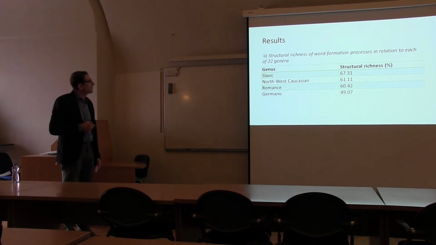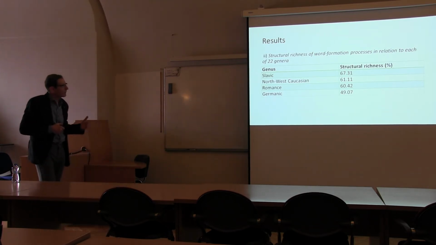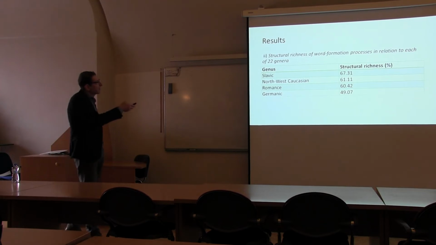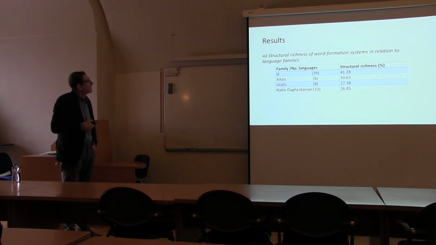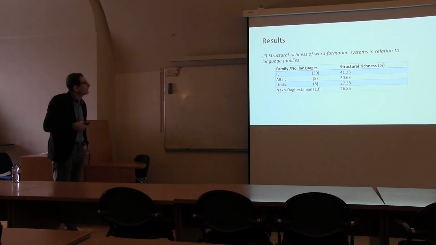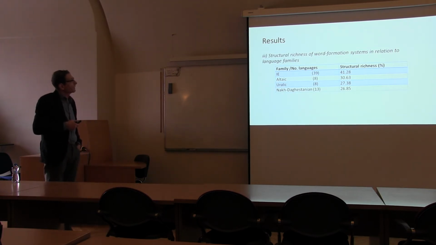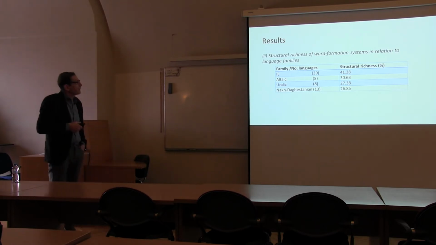From this, it follows that, once again, the Slavic genus features the high structural richness. It means 67% of word formation processes is utilized for the formation of new words. What is interesting, the Germanic genus is much poorer in this respect. Then, structural richness of word formation systems in relation to language families. It means that we compared four language families. The numbers of languages per family are included in parentheses.